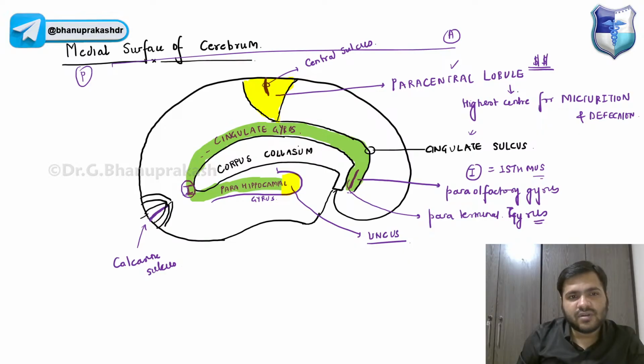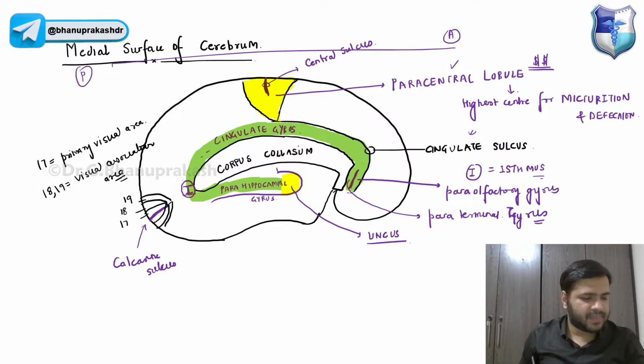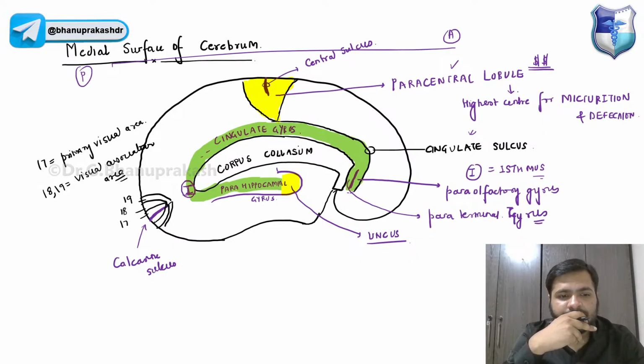The one which is closest to the sulcus is area 17, then 18, and then 19. Guys, remember 17 is the primary visual area. 18 and 19 are the visual association areas. So that is again something you have to remember.